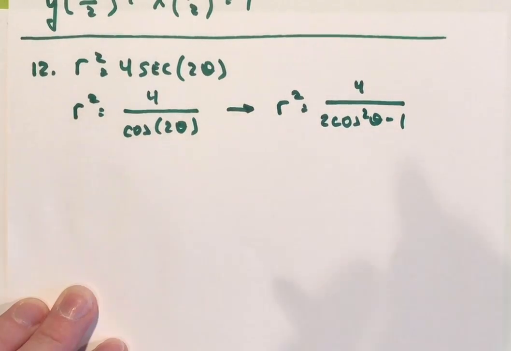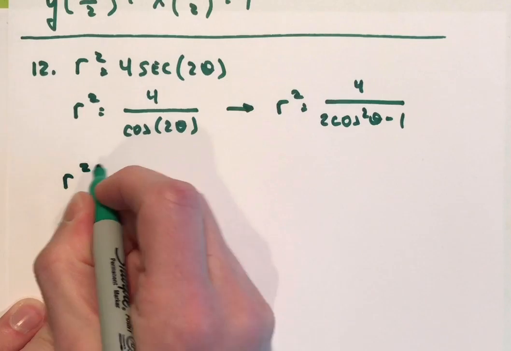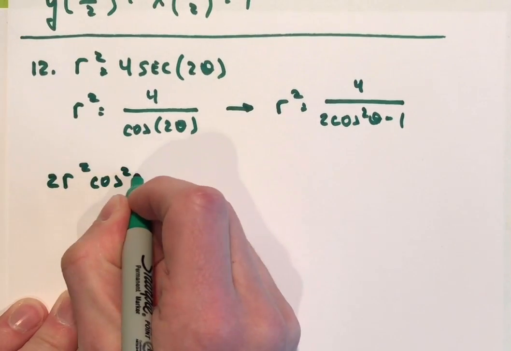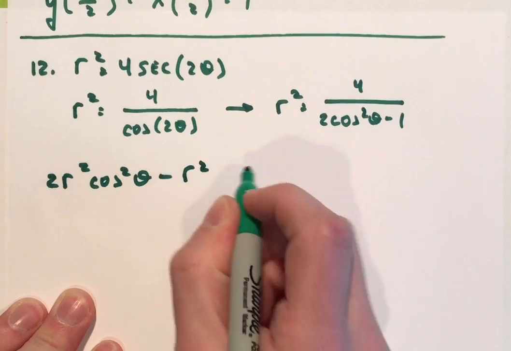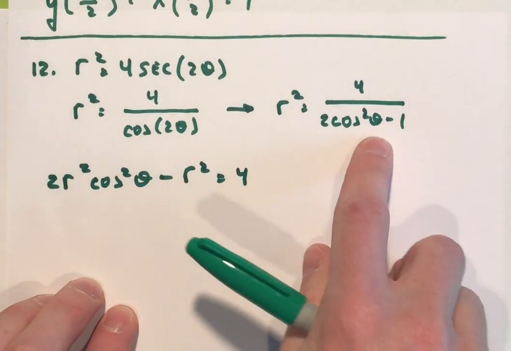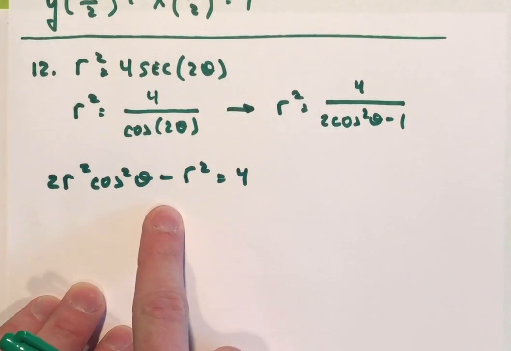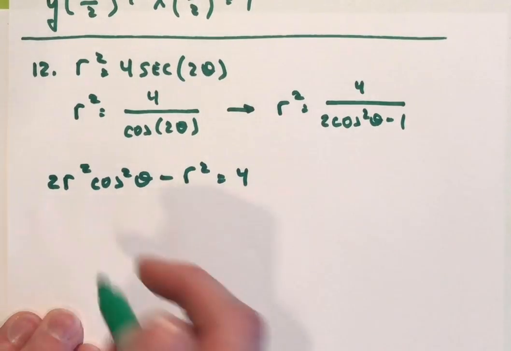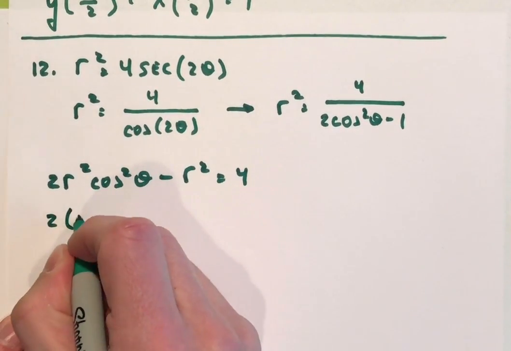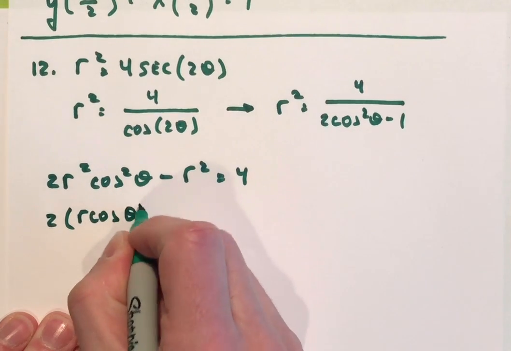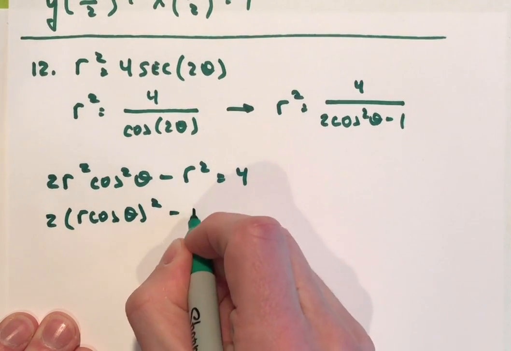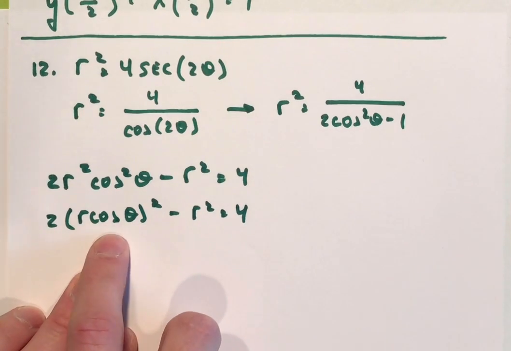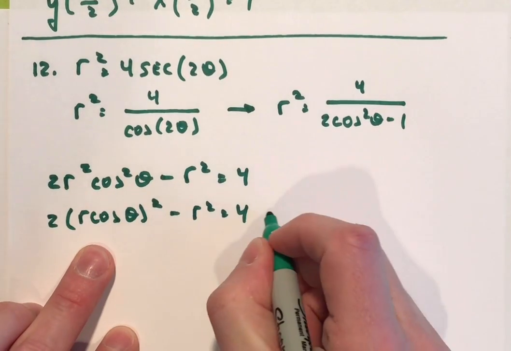If I cross multiply and distribute, that's going to give us 2r squared cosine squared theta minus r squared equals 4. So I cross multiplied, and end up with that. There's our nice piece. We've got r squared cosine squared theta. Well, this is 2 times r cos theta squared minus r squared equals 4. There's our r cos theta. That goes back to one of our substitutions.